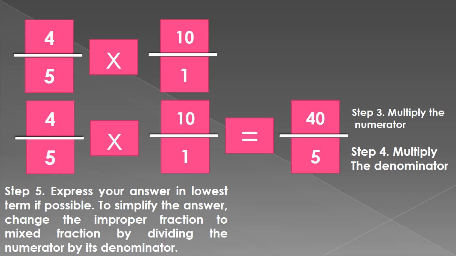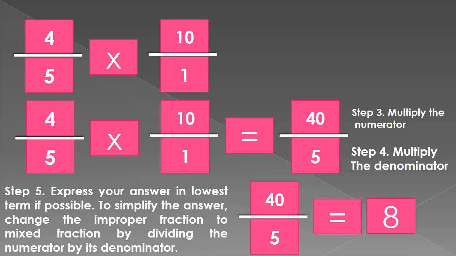To simplify the answer, change the improper fraction, since it is an improper fraction because dako ang numerator kaysa sa denominator. So again, to change it, change the improper fraction to mixed fraction by dividing the numerator by its denominator. So the answer of the equation is the result of that division.